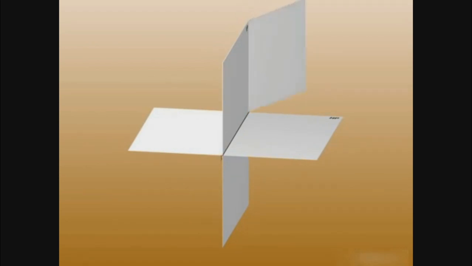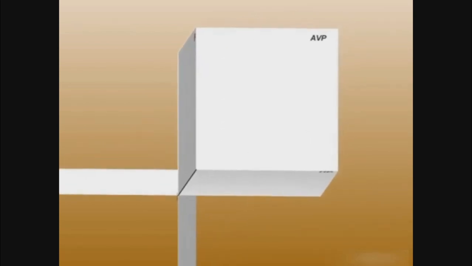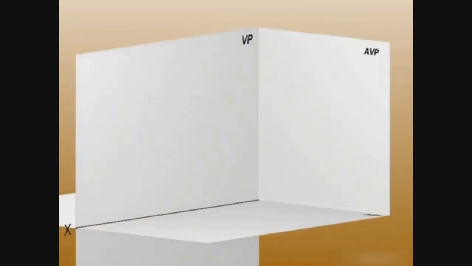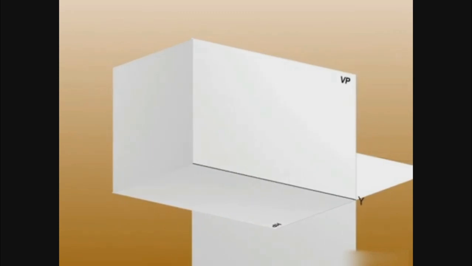There is one more plane known as the auxiliary vertical plane AVP or profile plane PP. We use AVP when the view is from the left side or the right side of the object.